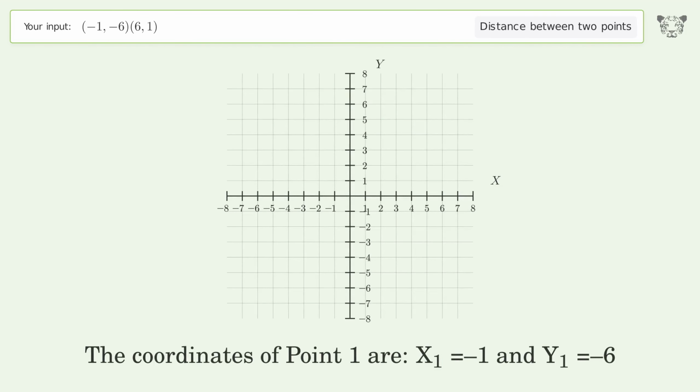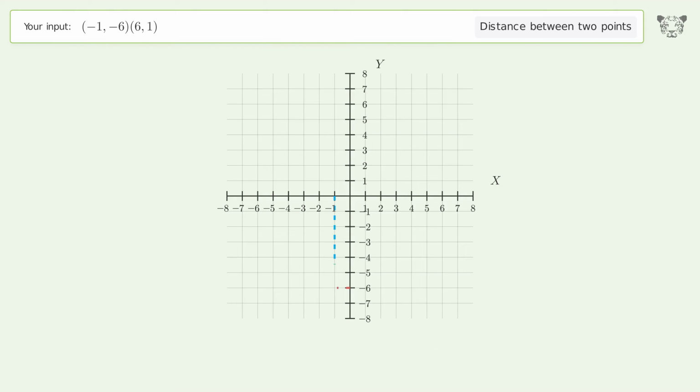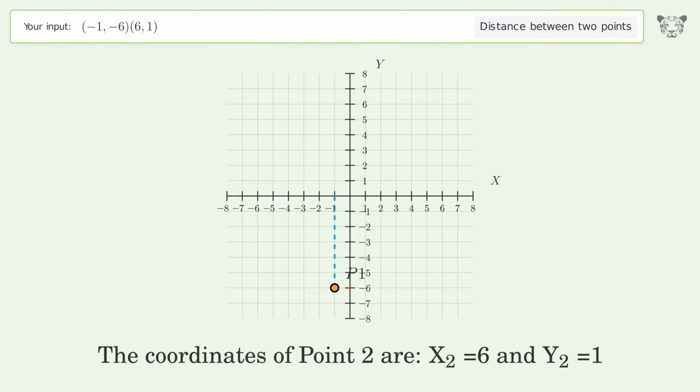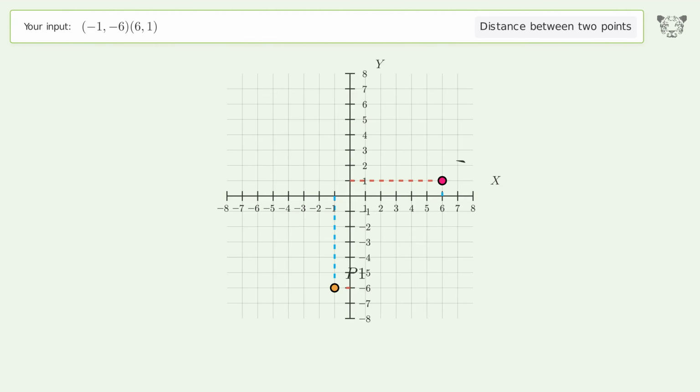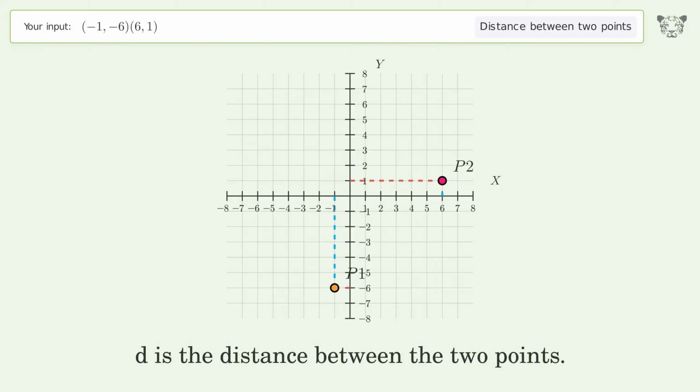The coordinates of point 1 are, x1 equals -1 and y1 equals -6. The coordinates of point 2 are, x2 equals 6 and y2 equals 1. D is the distance between the 2 points.